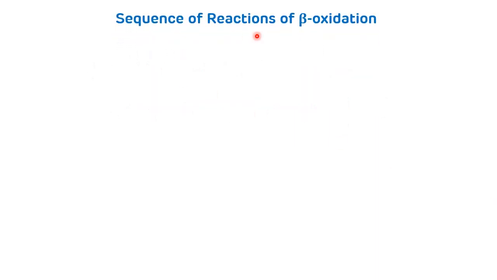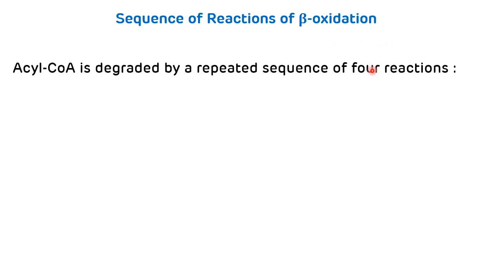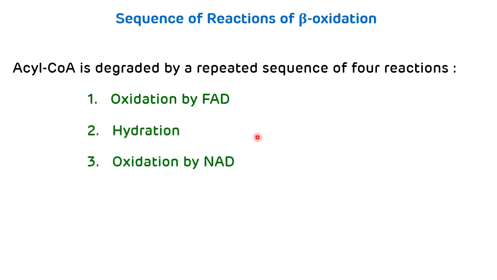Now, the sequence of reactions of beta oxidation. There are four main reactions which occur in beta oxidation. The first reaction is oxidation by FAD. The second step is the hydration step. The third step is oxidation by NAD, and the fourth step is cleavage or thiolysis. Thiolysis means breaking of the thioester bond that we synthesized in the activation of fatty acid.